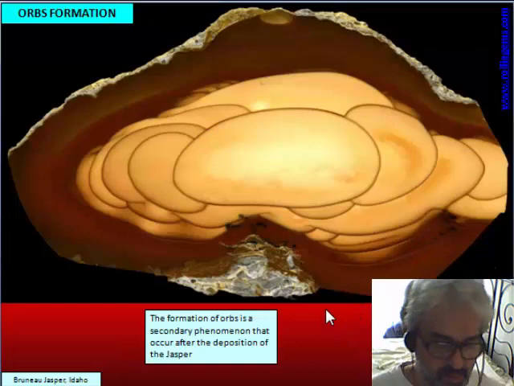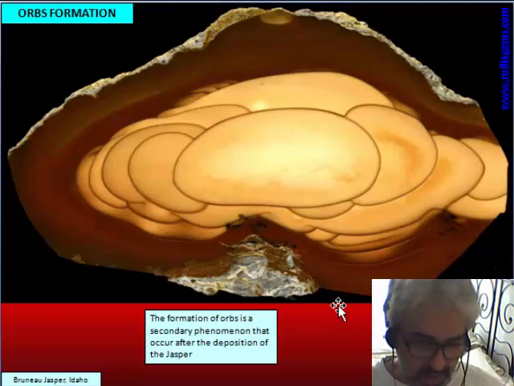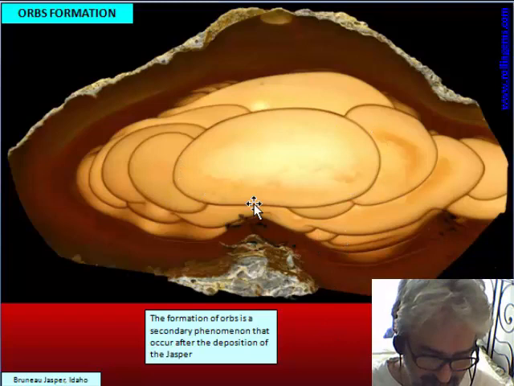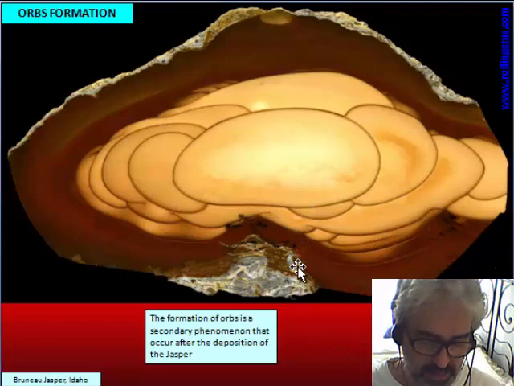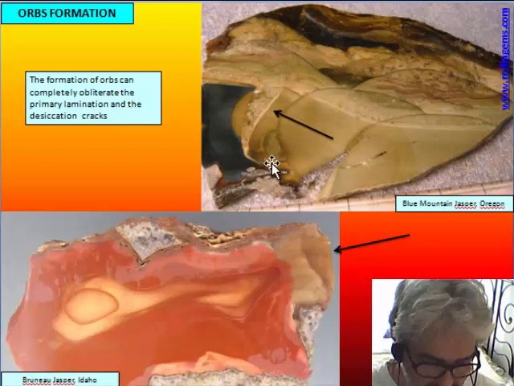This is the best structure, the most known structure of chemical jasper, that is orbs. We have to distinguish orbs from orbicular, it has nothing to do, it is a different phenomenon. So this is like a circular geometry repeated inside the jasper. This is a phenomenon that is late after the deposition of the jasper, and usually obliterates, erases the primary structure of laminar jasper.